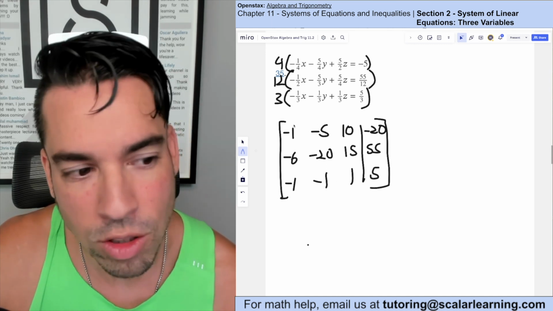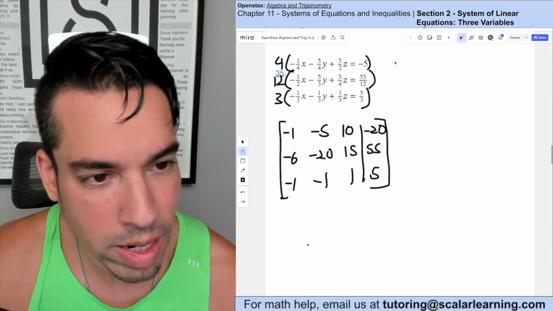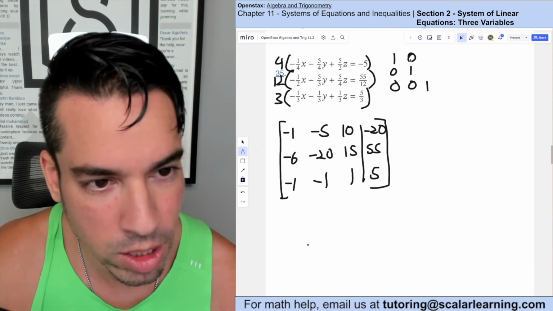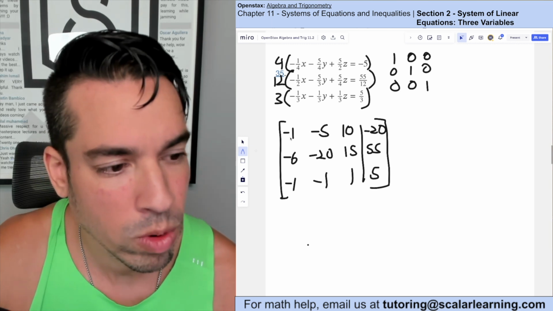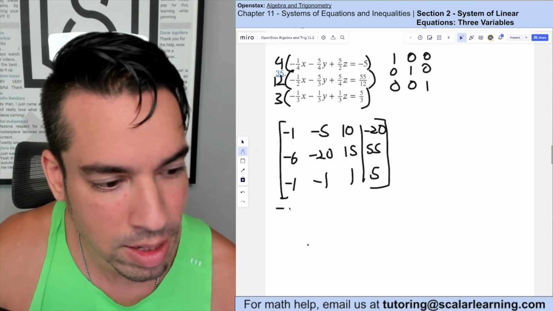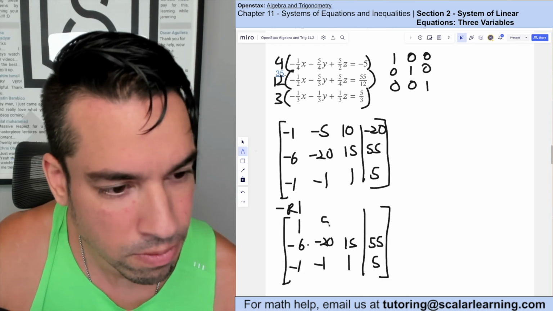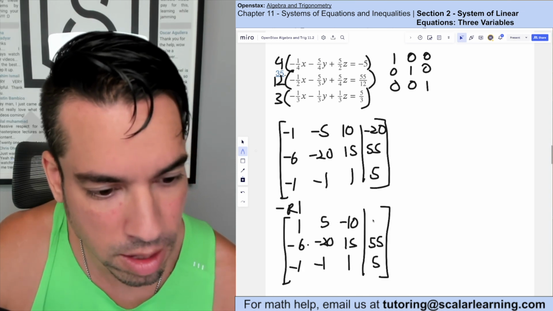And the first thing I can do is immediately flip this to a 1, right? We want that 1, 1, 1, 0, 0, 0 formation, like so, right? So we're going to multiply row 1 by a negative. That's going to be pretty quick. Let's write that here. So we got 1, 5, negative 10, and 20.